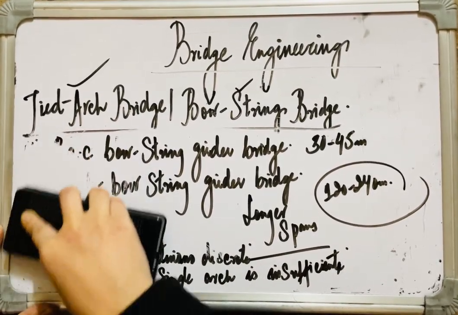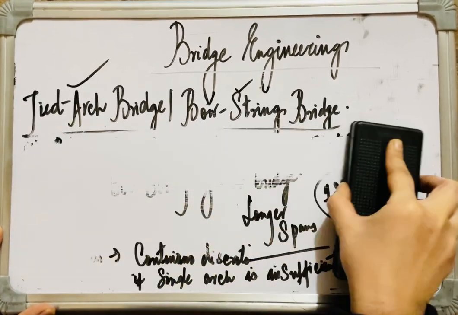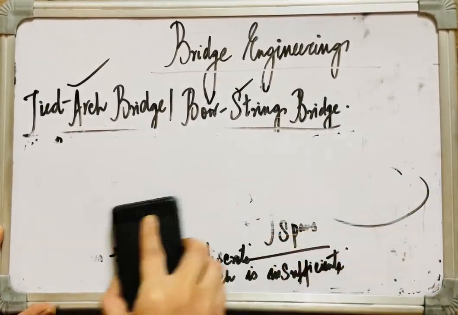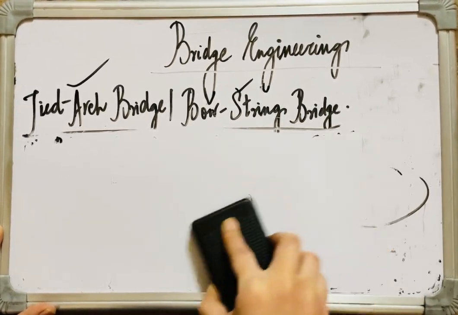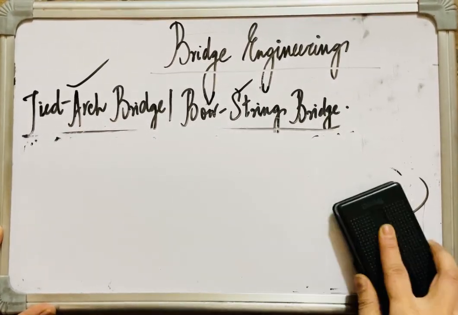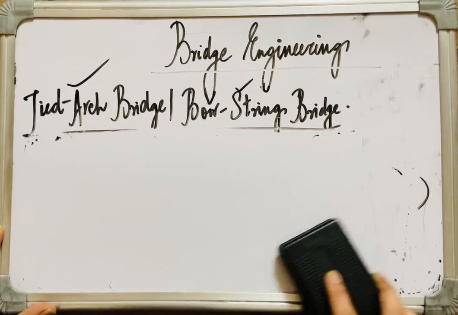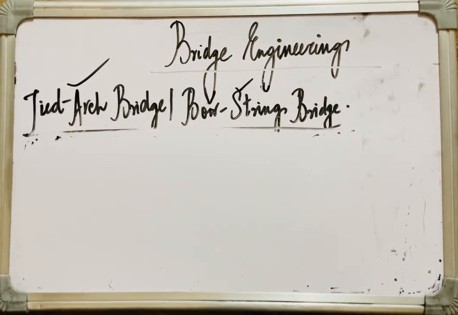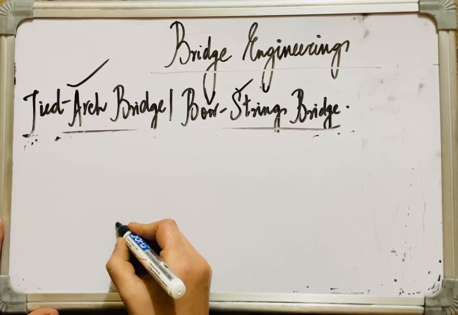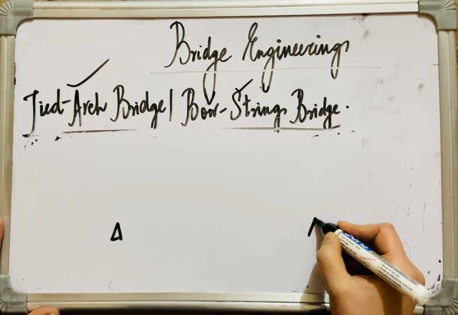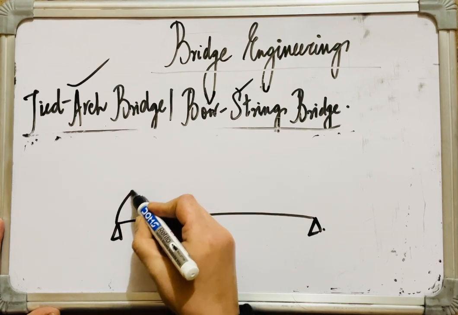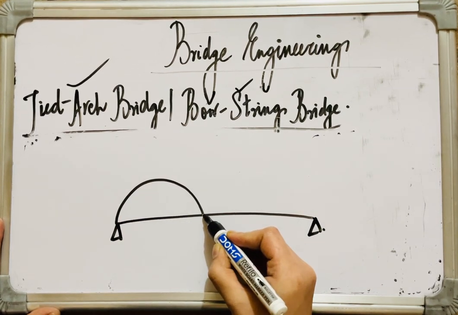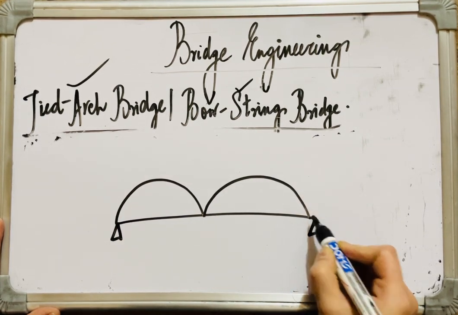And let me show you the diagram of a multi-span tied arch bridge. With continuous or discrete arches it will be somewhat like this. If this is the one support, this is the other support. If a single arch is insufficient, we can go for multiple different arches.